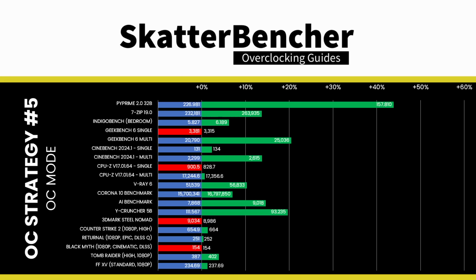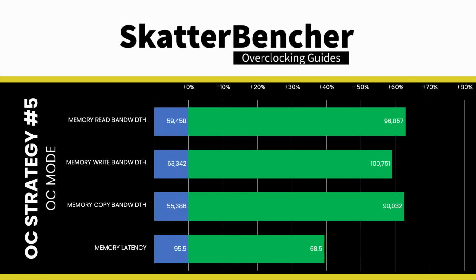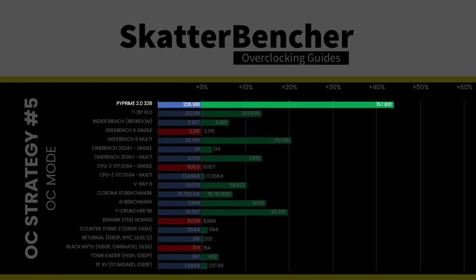We see a pretty decent uplift compared to stock performance in most benchmarks. However, as expected, we also see some performance regression since the maximum frequency is now 5250 MHz, which is 500 MHz lower than the maximum 1T boost frequency with Precision Boost enabled. We got a maximum improvement of plus 43.83% in PY prime.